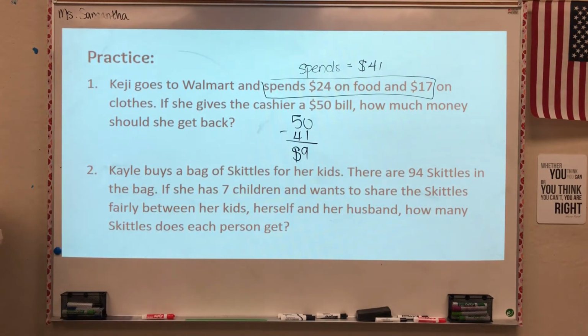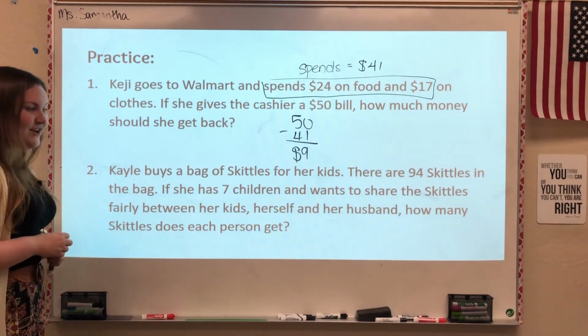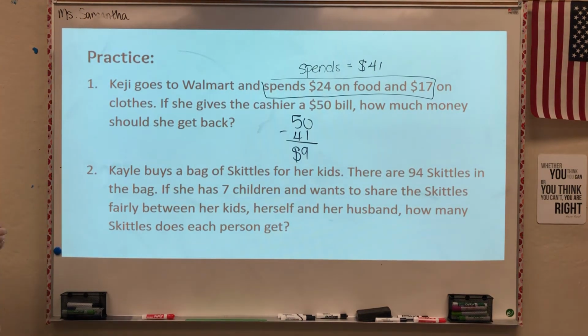The second one is Kaylee buys a bag of Skittles for her kids. There are 94 Skittles in the bag. If she has 7 children and wants to share the Skittles fairly between her kids, herself, and her husband, how many Skittles does each person get? Go ahead and try that one now.